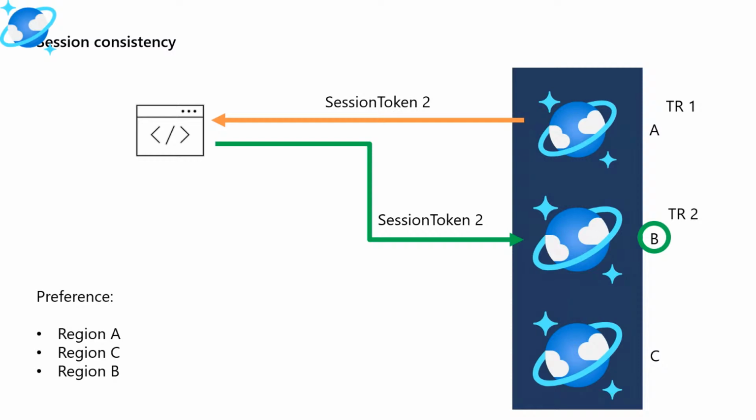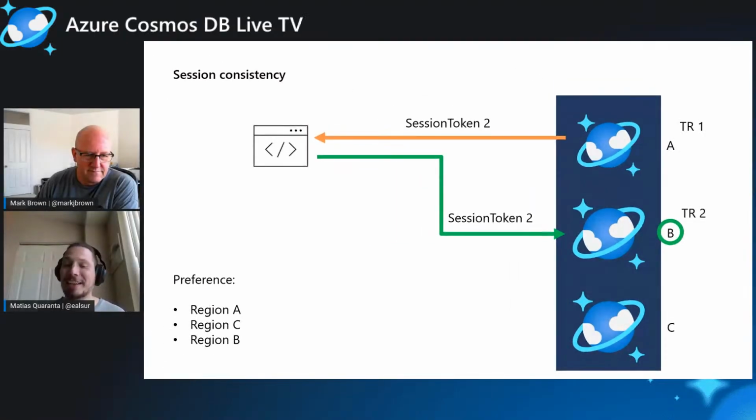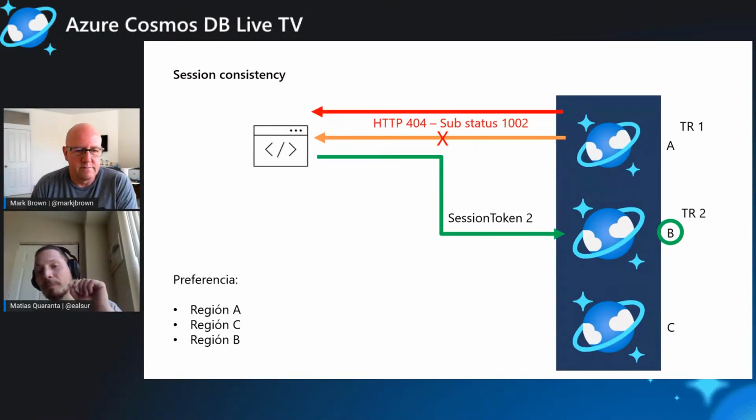The problem is region A might not have yet received the replication of that operation from region B because, I mean, we cannot beat the speed of light yet. So maybe my read is faster than the speed at which the replication is happening. So in that case, region A will tell the SDK, hey, this document doesn't exist in this region yet. This is a 404 with a particular substatus code that is 1002.